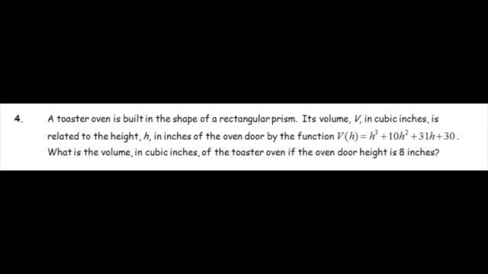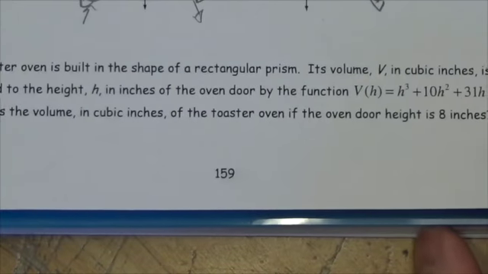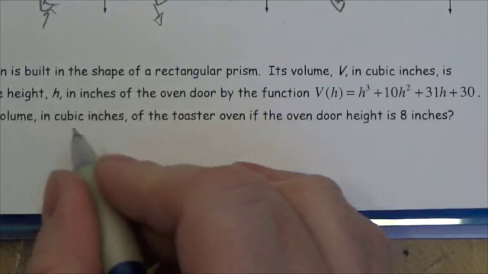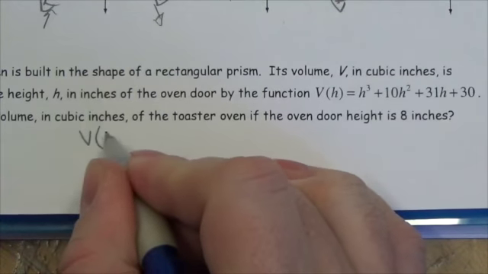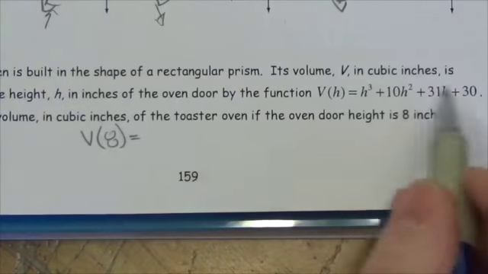A toaster oven is built in the shape of a rectangular prism. Its volume, V, in cubic inches is related to the height, h, in inches of the oven door by the function V of h is equal to h cubed plus 10h squared plus 31h plus 30. What is the volume in cubic inches if the height of the oven door is 8 inches? Well, this question is really just about evaluating. So we're going to take the V and evaluate it at 8. And there's my function right there.